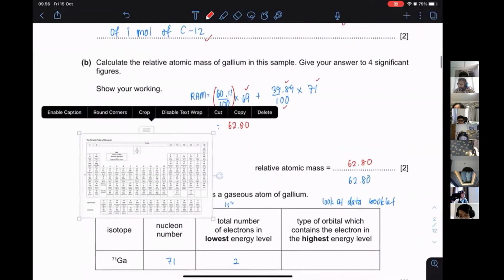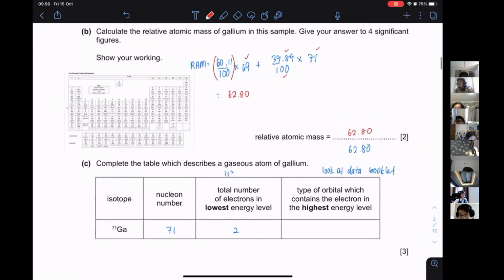Now the next question is, they want you to complete this table describing a gaseous atom of gallium. Let me check. Okay, good. Thank you, Christopher, Arwen, Megan, and Michael. Michael and Megan, 69.8 or 62.8? Can you guys check again? The marking key, when I check, says 69.8. So I'm wrong. Yes, 69.8. Okay, thanks. 69.80 is going to be the answer for the first one. Correct. Okay, Ryan, correct.